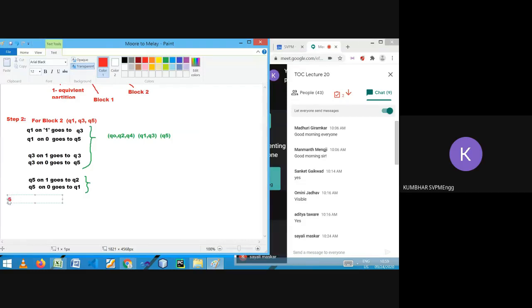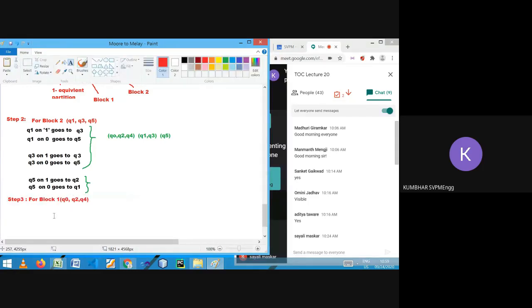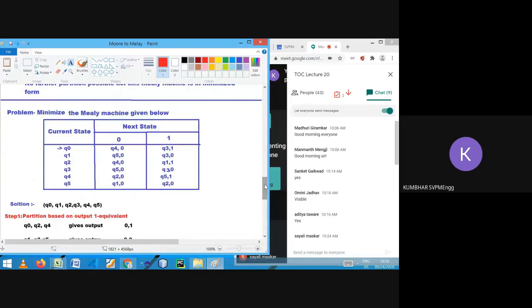So I'm writing here step 3 for block 1. Any sequence you can maintain. Actually, there is no compulsion that Q2 you should take first and then block 1. No such situation is there. You can check in any order. No problem for that. Now in this, let's check what is the behavior of Q0.